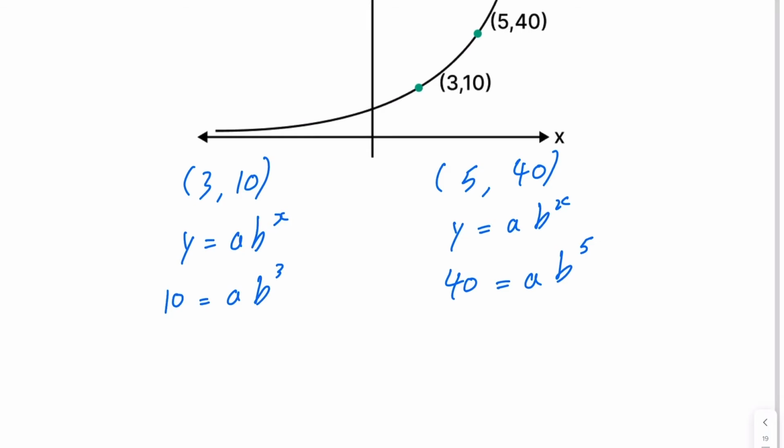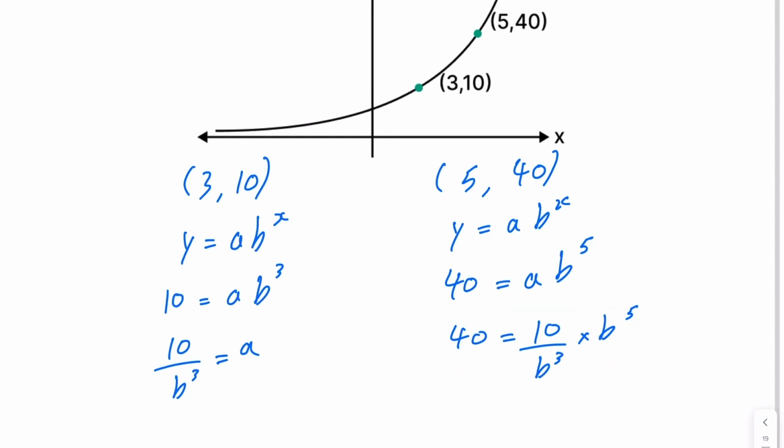Now, because both of these points lie on the same line, we can rearrange one of them for a. So I'm going to take a look at this one here because the numbers are smaller. I'm going to rearrange this for a, move the b cubed, and say a is equal to 10 over b cubed. Now I'm going to take this a and substitute that into there, and you'll see what happens. 10 over b cubed times b^5. Now we've just got 1 unknown in this equation, rather than 2, and the only unknown now is b.